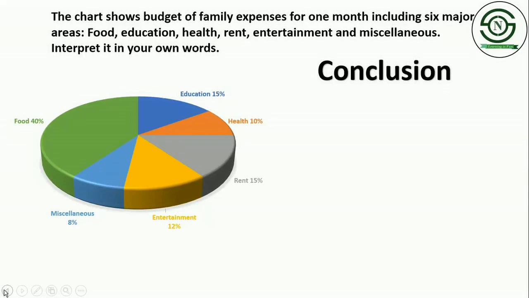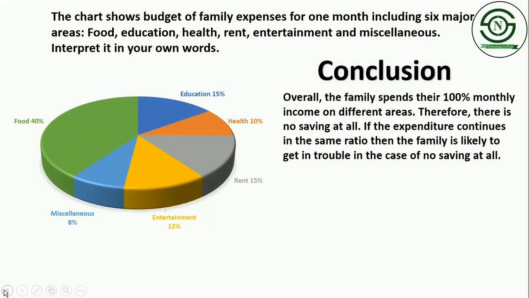Start your conclusion with a conclusive marker, like overall, to conclude, in conclusion, in a nutshell. Okay, let's see. Overall, the family spends their 100% monthly income on different areas. Therefore, there is no saving at all. If the expenditure continues in the same ratio, then the family is likely to get in trouble in the case of no saving at all. So even you have written about the possibility with the use of the words likely to, possibility of the family getting into trouble due to the lack of saving, that's okay.